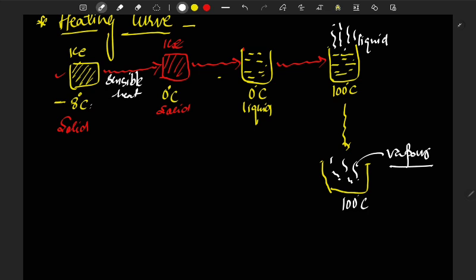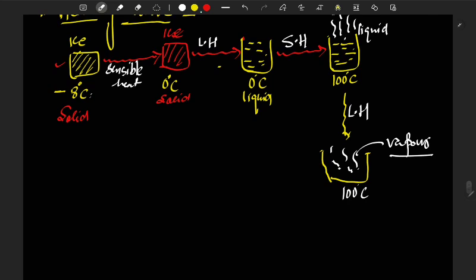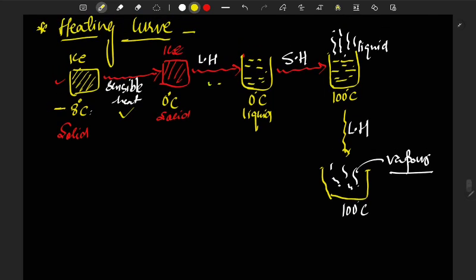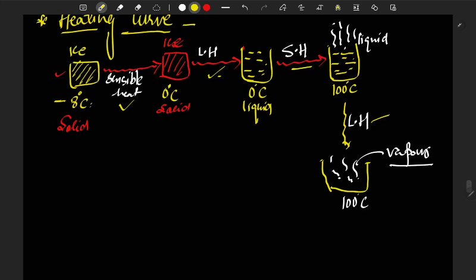Now here there is phase change. So at the time of phase change we are supplying heat, and that heat is called latent heat. Again there is an increase in temperature from 0 degrees Celsius to 100 degrees Celsius, so the heat supplied during this process is called sensible heat. And again there is change of phase and temperature remains constant, so this is also latent heat. So here there is sensible heat, here latent heat, here sensible heat, then again latent heat. Now I have to draw this on a graph.